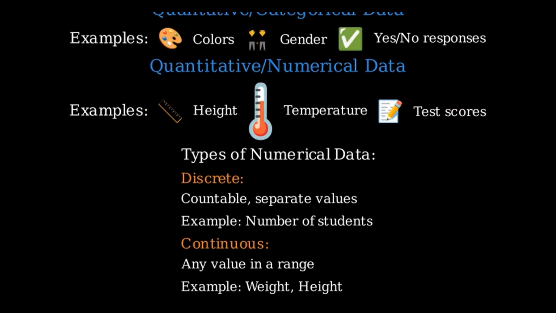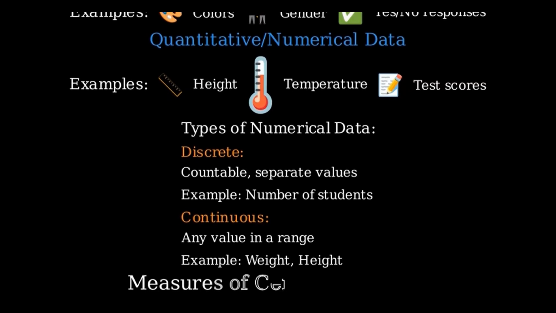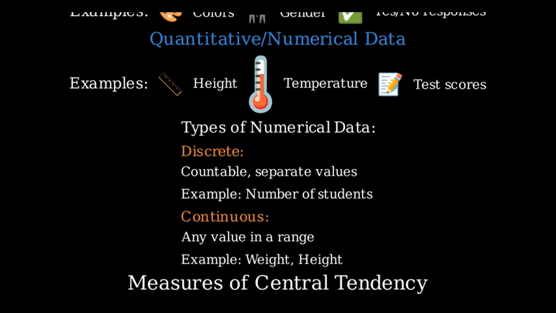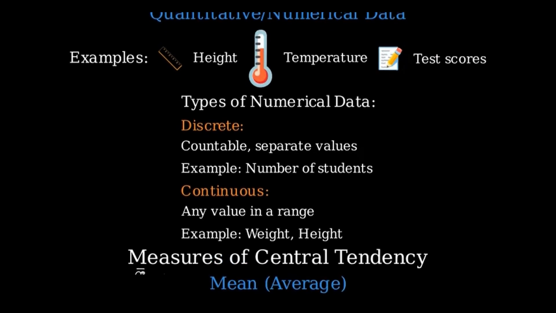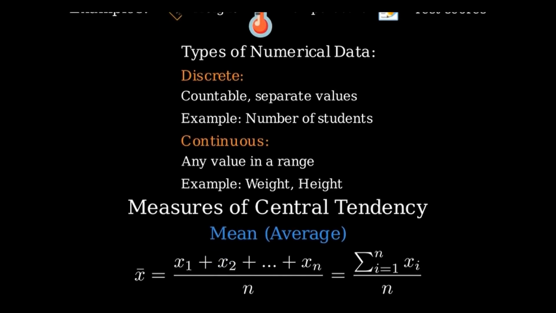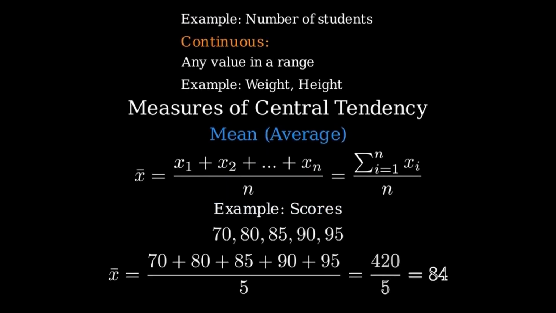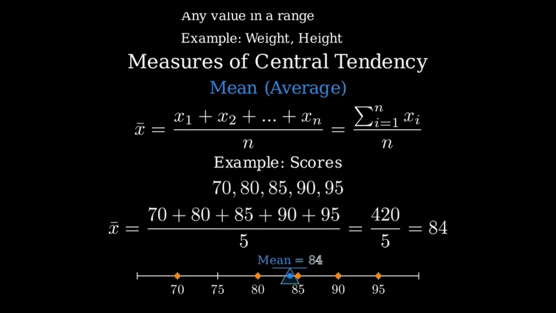Now, let's move on to measures of central tendency, which help us understand the typical or central values in our data. The three main measures of central tendency are the mean, the median, and the mode. The arithmetic mean, commonly called the average, is calculated by adding up all the values in a dataset and dividing by the number of values. For example, if we have the scores 70, 80, 85, 90, and 95, the mean would be the sum 420 divided by 5, which gives us 84. We can think of the mean as the balancing point of our data, like a fulcrum that balances all our values evenly.